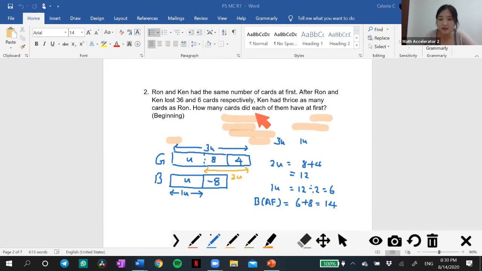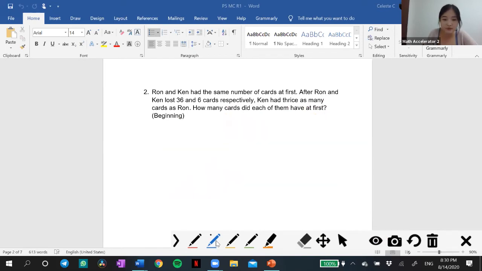So apply the same strategy. You should recognize that this is a comparison question. Let me clear this. So always start with equal stage. Highlight same number at first, lost 36 and 6, and twice as many. So draw the equal stage first.